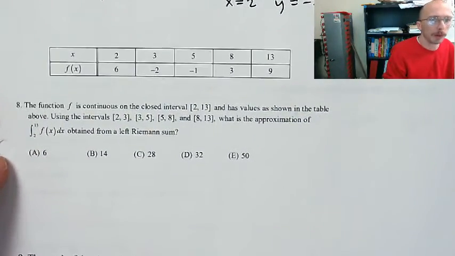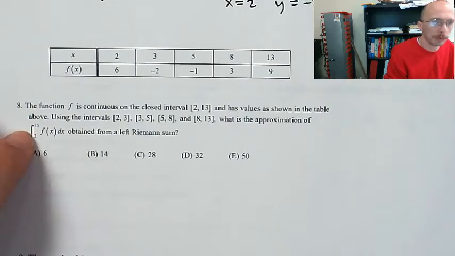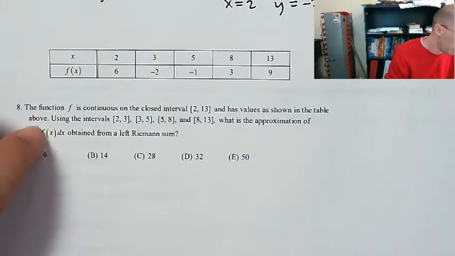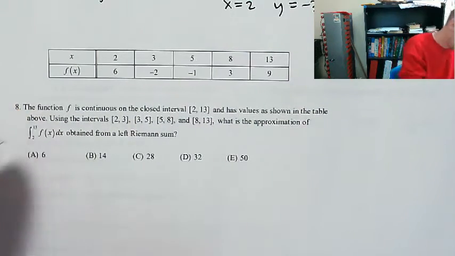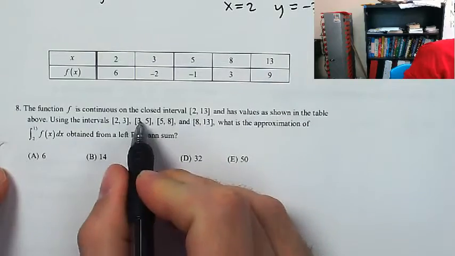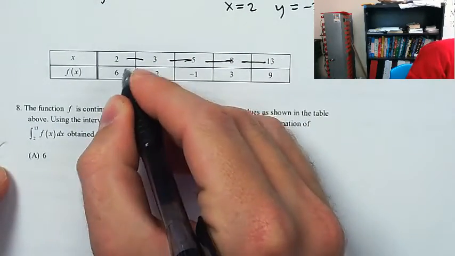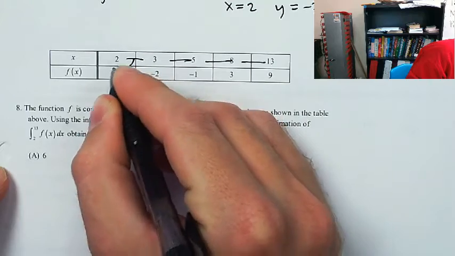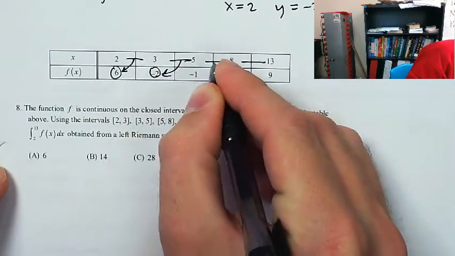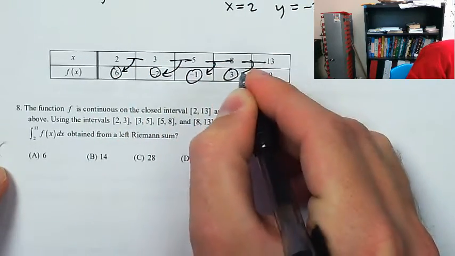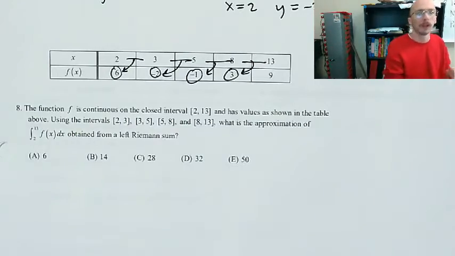All right, here we've got a table problem, and we're going to do a left Riemann sum on the integral from 2 to 13 of f of x dx. Okay, using 4 subintervals, which will be these 4 subintervals, they are going to take their left endpoint, so I'm going to be using these as my heights of my rectangles.